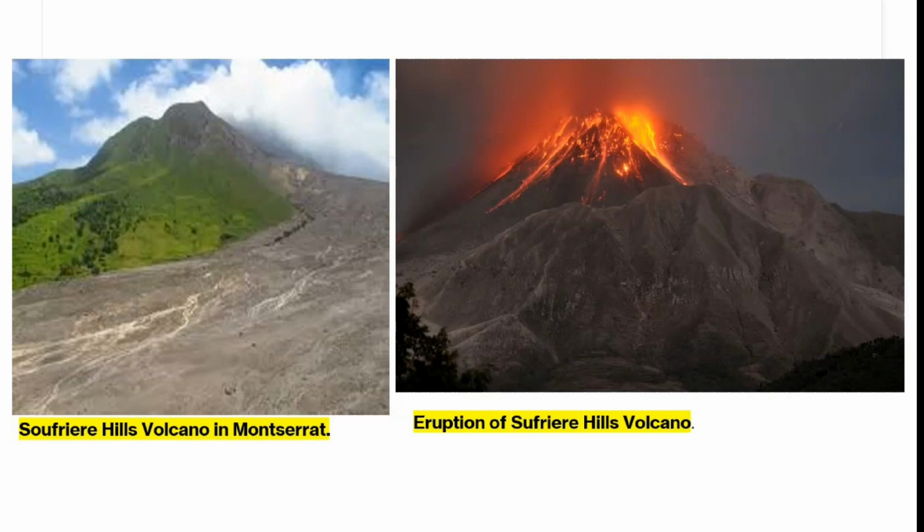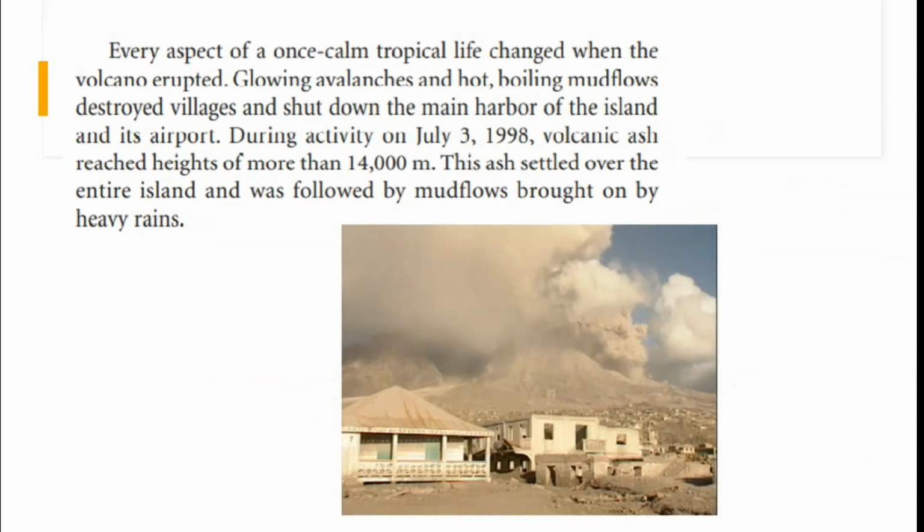However, in 1995, Soufriere Hills volcano surprised its inhabitants with explosive activity. In July 1995, plumes of ash soared to heights of more than 10,000 meters. This ash covered the capital city of Plymouth and many other villages. Every aspect of a once calm tropical life changed when the volcano erupted.